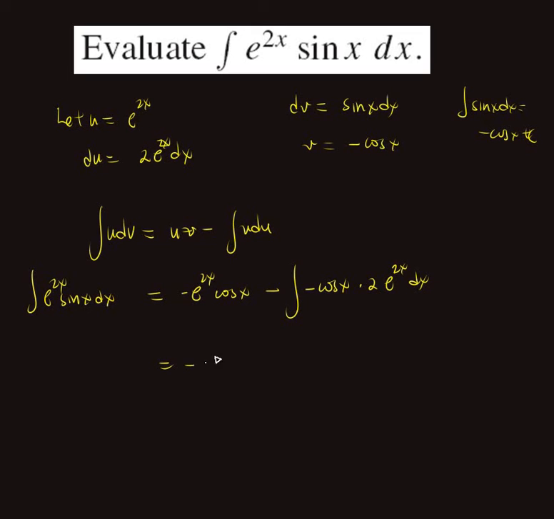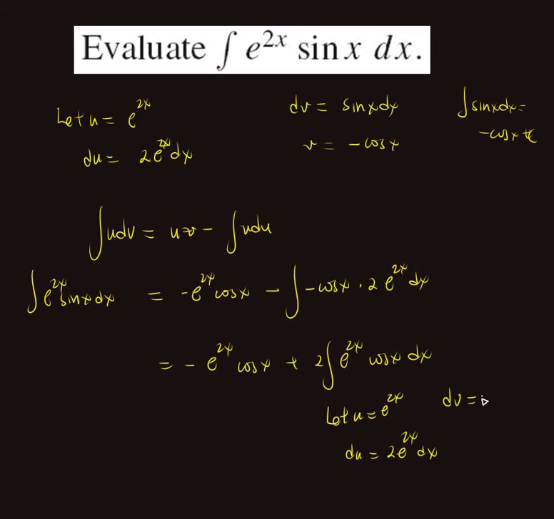We cancel this negative sign. We have minus e to the 2x cosine of x plus the integral of, let's take the 2 outside, e to the 2x cosine of x dx. Well, it's not exactly the same one, because this one is cosine, but it means that we have to do another integration by parts. So here we're going to say the same thing. Let u be equal to e to the 2x, so du is going to be equal to 2 e to the 2x dx.